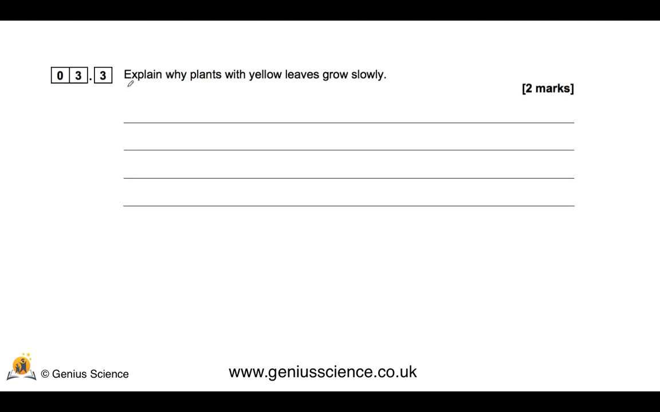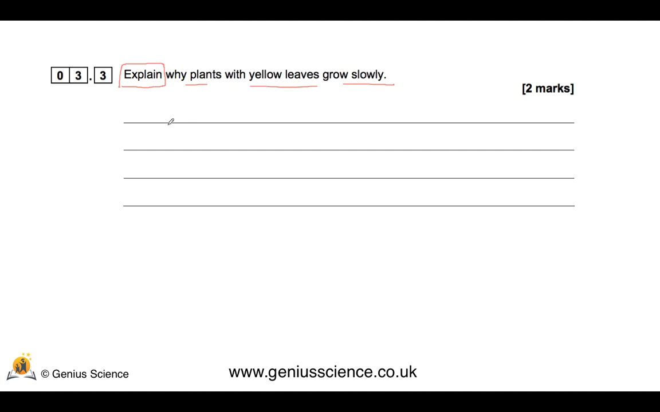Question 3.3. We have to explain why plants with yellow leaves grow slowly. Remember, these questions are always linked. So 3.3 to 3.2 to 3.1. Remember, this leaf has rose black spot disease caused by a fungus, and there is no chlorophyll present. Hence why it's not green anymore. It is now yellow. So chlorophyll absorbs sunlight for photosynthesis.